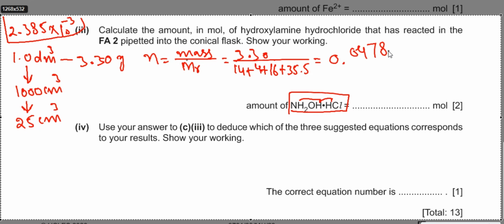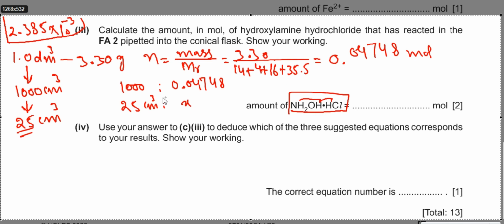0.04748. Your answer should be 3 to 4 significant figures. In this case, these are 4 significant figures. So remember, this is the mole, but that was in 1 dm cube. But we have to convert into 25. How? Remember, in 1000, the moles were 0.04748. But how much it will be if we use the 25 centimeter cube?